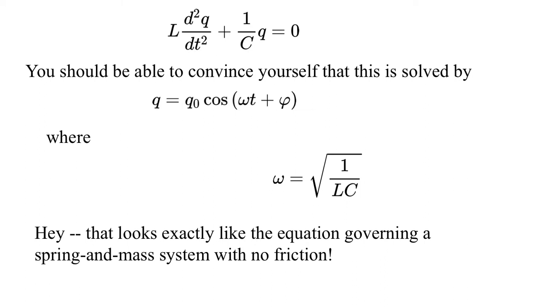You should be able to convince yourself by now that this is solved by q equals some number q0 times cosine of omega t plus some phase shift. In other words, exactly like the equation governing a spring and mass system. It's exactly the same equation as we had, except that we had m d squared x/dt squared plus k times x equals 0. So it looks the same in form, so it has to have the same solution. And in fact, omega would have to be the square root of 1/LC. This is a spring mass system with no friction.